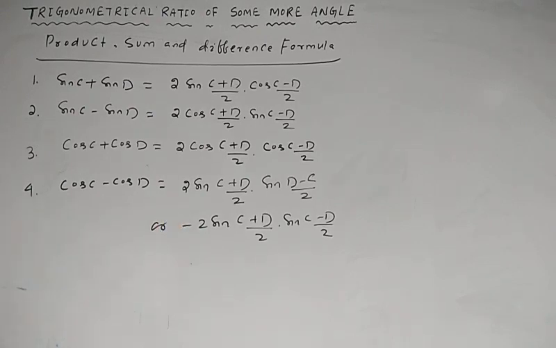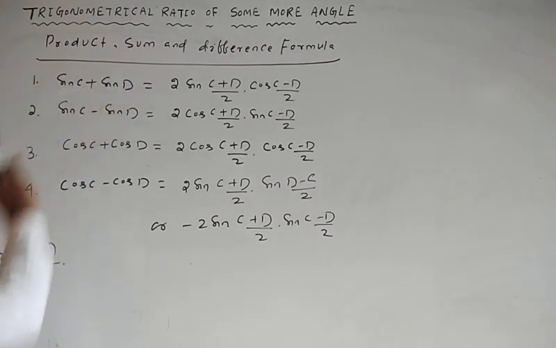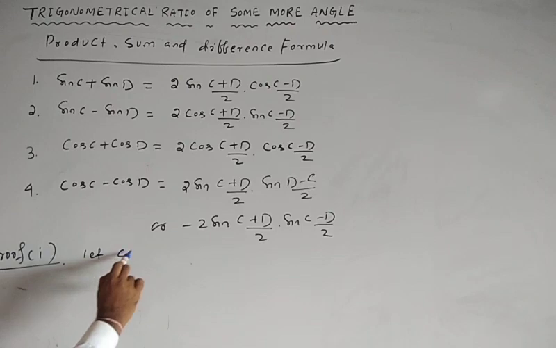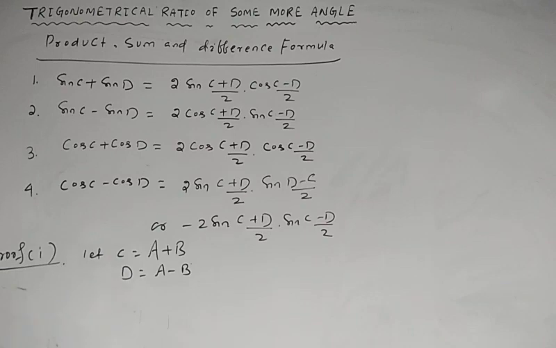So how to prove this one? Proof of 1. Clearly C and D are both angles. So let C is equal to A plus B and D is equal to A minus B. Suppose we take these as the angles. So what is C plus D? C plus D is equal to, here plus B minus B cancel, so this is equal to 2A. And C minus D is equal to A plus B minus of A minus B. So this is equal to 2B. That means C plus D is equal to 2A and C minus D is equal to 2B.